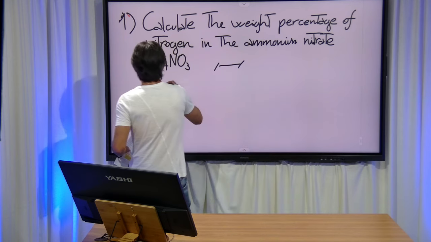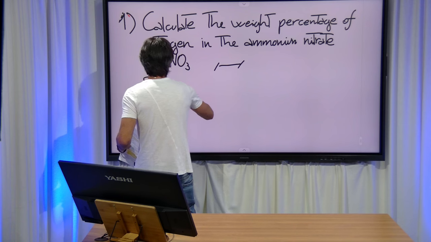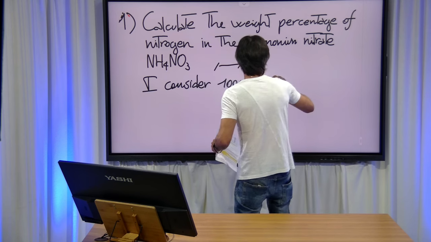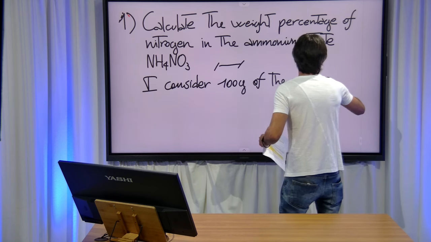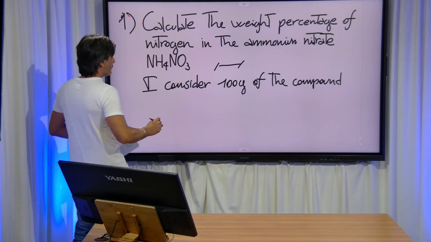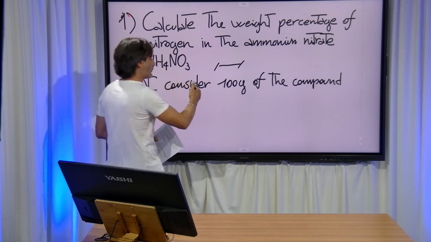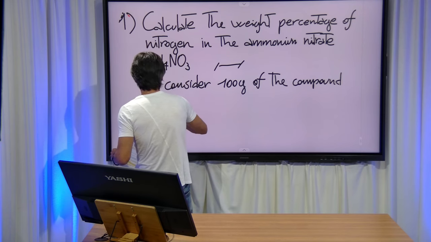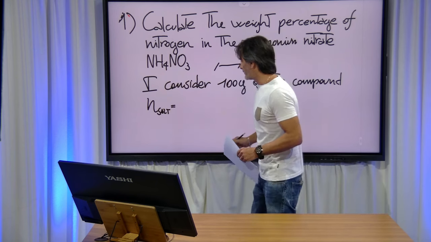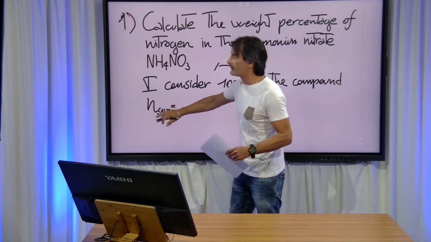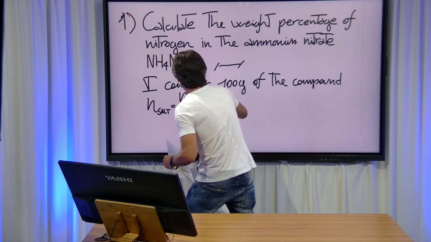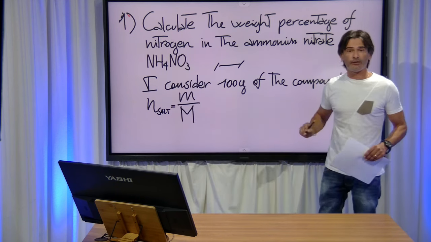So I can write, I consider 100 grams of the compound. Perfect. So I can calculate the moles of this compound. I will refer to the compound as the salt, so I can avoid writing the formula of this salt every time. The moles are equal to the mass divided by the molar mass of the substance, okay?